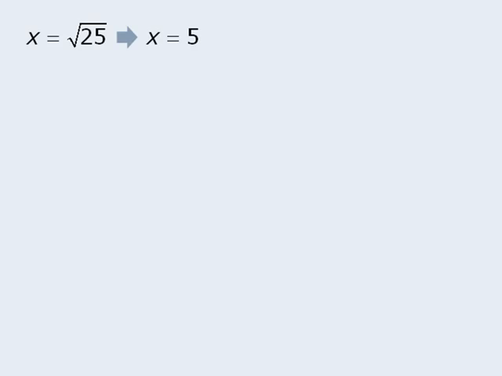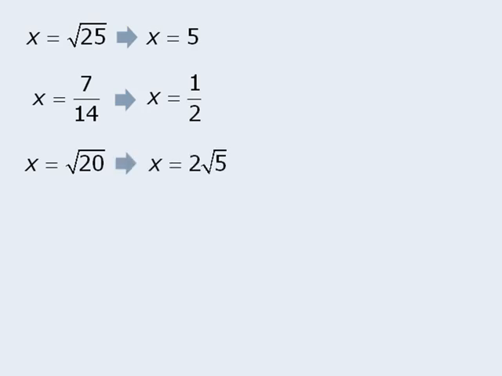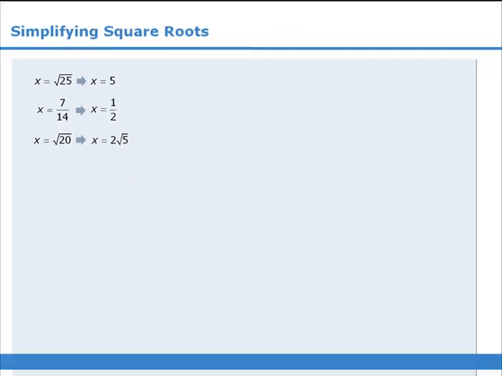This is no different from taking a fraction like 7/14 and simplifying it to get 1/2. Now, what do we do with a square root like this? Well, even though there is no nice integer equivalent of the square root of 20, we can still simplify this as 2 times the square root of 5. In this lesson, we will learn how to perform these kinds of simplifications. To do this, we must first study perfect squares.